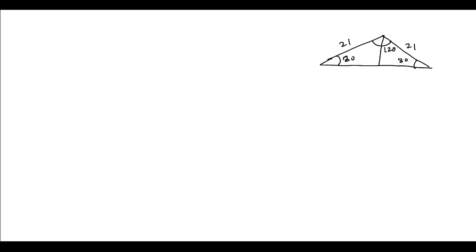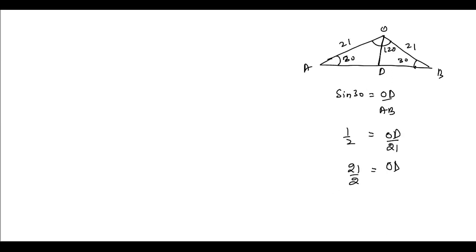So we can calculate its altitude by using sine 30. Sine 30 is equal to OD upon AB. So you can write half is equal to OD, which you need to calculate, upon AB, and AB you know is 21, so you will get 21 by 2 as the value of OD.